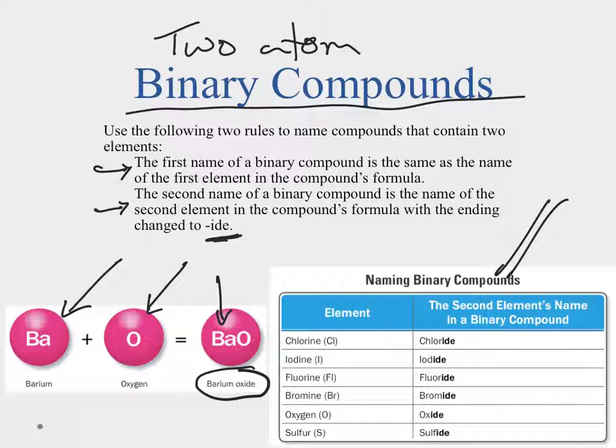And you can see in the chart here how we change that second name a little bit. So chlorine goes to chloride, iodine goes to iodide, bromine goes to bromide, and oxygen, like we saw, went to oxide. So it's pretty easy to name a binary compound. You take the first element, call it just what it is, and then you add the second one and add the -ide ending to it.